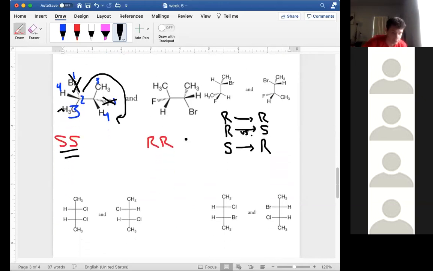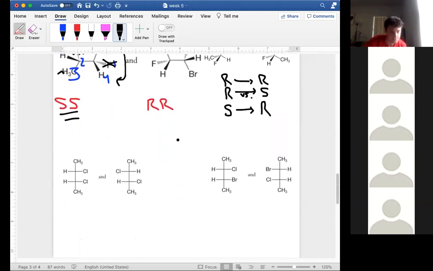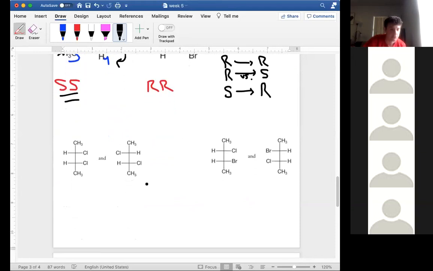So Fischer projections, all right? This is just a wedge and dash on the plane, right? Has anybody touched on these before?